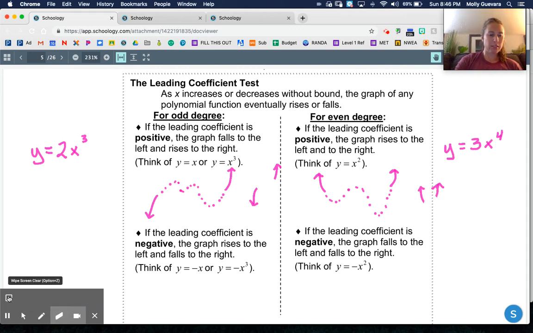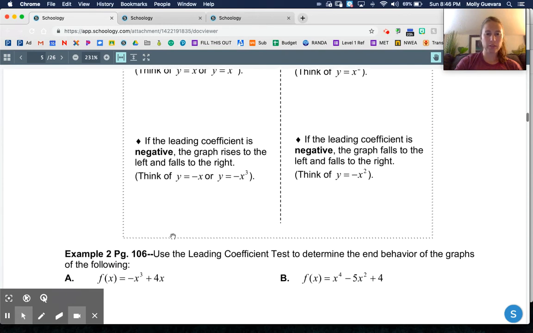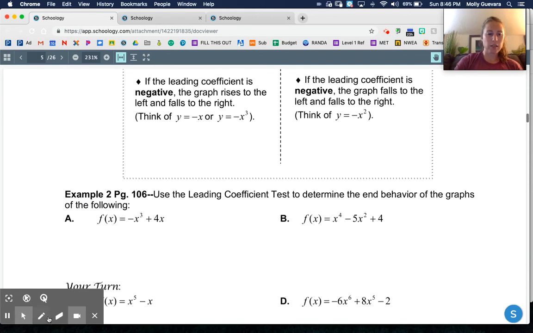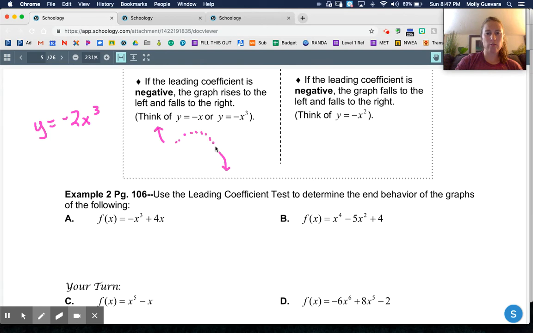Okay, I'm gonna get rid of this and scroll down. There we go. Okay, if the leading coefficient is negative, but the degree is odd, so like y is equal to negative 2x to the third, I'm just gonna use the same example, but just negative, it just goes the opposite way. It's reflected over the x-axis. So it's rising to the left and falling on the right. And again, I have no clue what's happening in between. Doesn't matter. I just know that the ends are doing this every time.